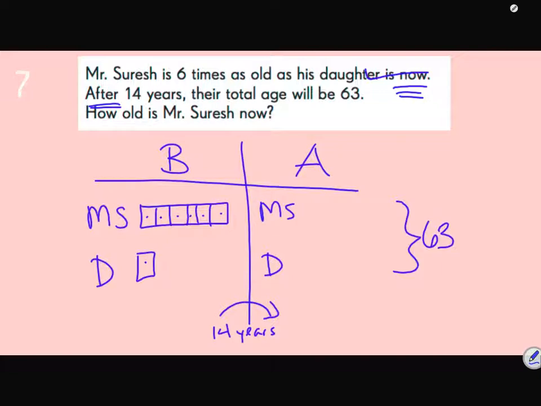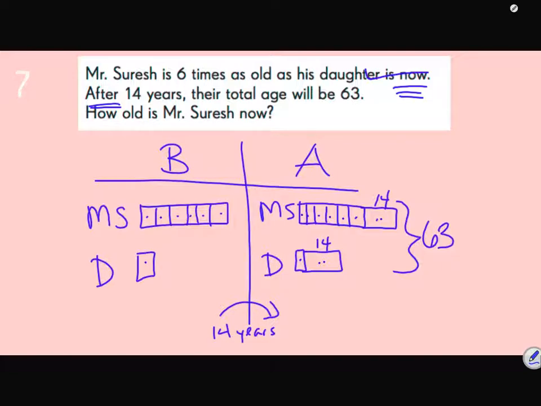So technically, he could still be those 6 times older, except the thing that's changed is that now we've added on to whatever that is 14 years. And then the daughter has also aged 14 years. So I'm going to put 2 dots in these because those are equal to each other, different than the 1 dots, which are equal to 1 dots.